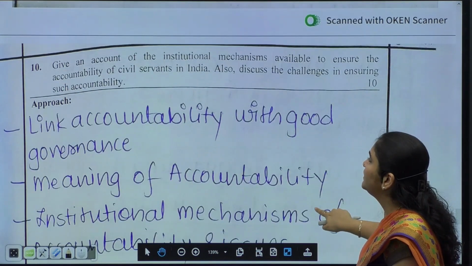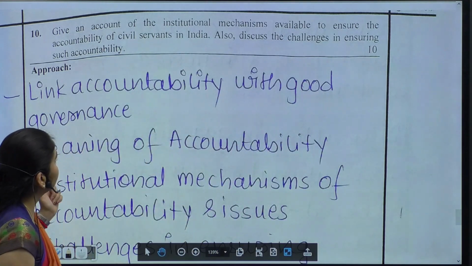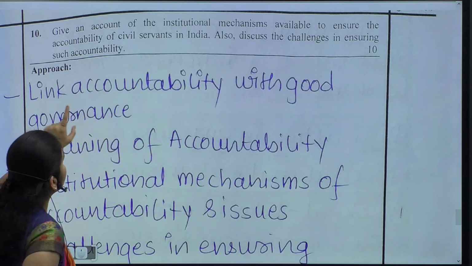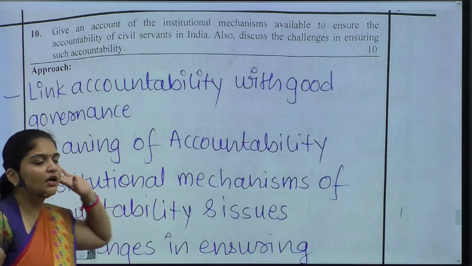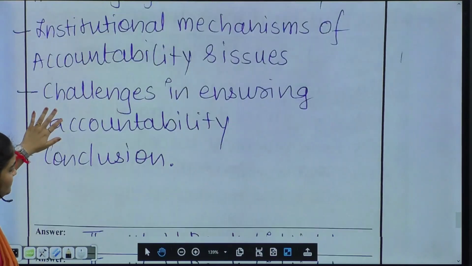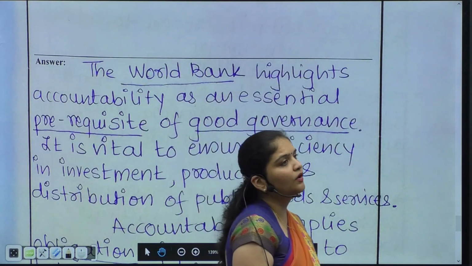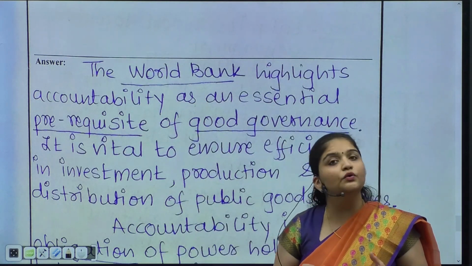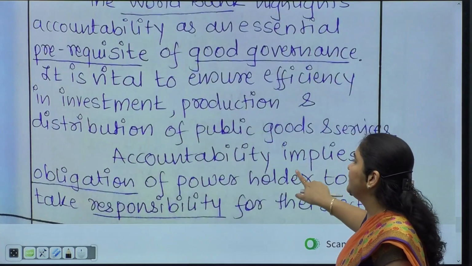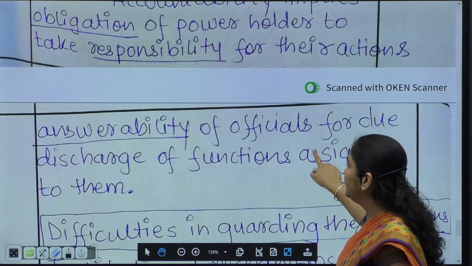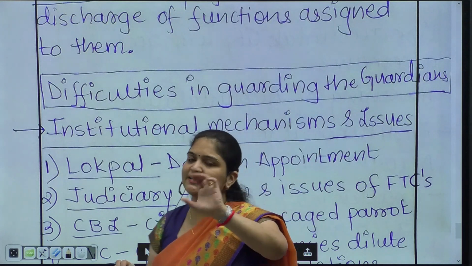Now let's go to question number 10. Very simple question. Give an account of the institutional mechanisms available to ensure accountability of civil servants. Discuss challenges in ensuring accountability. Okay? So see, what is the approach? I spoke about how the World Bank is talking of accountability as very important for good governance, and how it ensures efficiency across government delivery. Then I explained the meaning of accountability. Now why it is difficult: guarding the guardians. So I gave a unique subtitle.